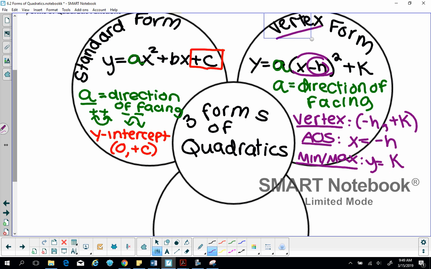Remember also that your direction of facing tells you if it's going to be a min or a max. So if it's positive, you know there's going to be a min. If it's negative, you know it's going to be a max.